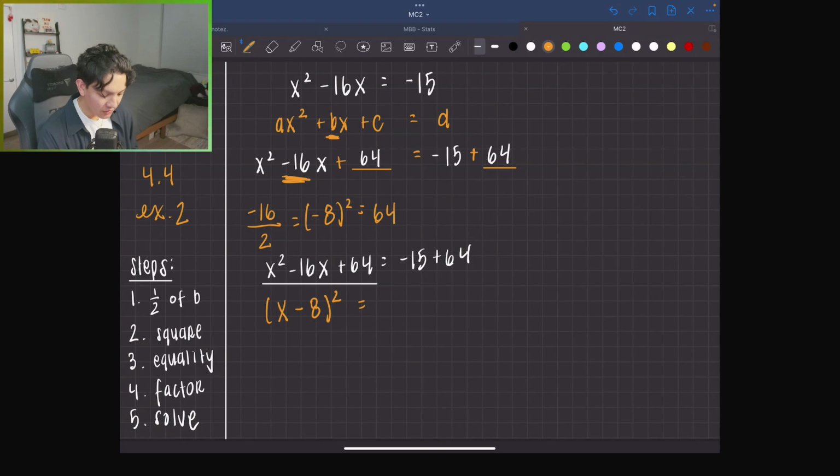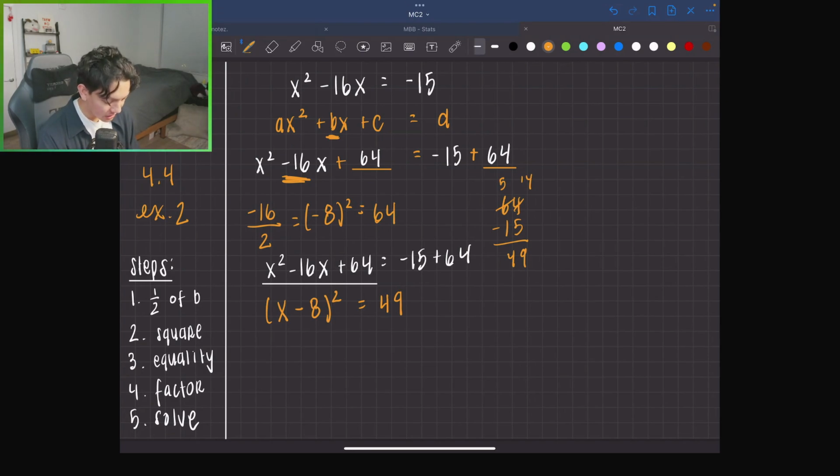Well, if we have opposite signs, a trick that I like to do is take both numbers, subtract them, and then take the sign of the bigger number. So 64 minus 15 is going to give us 49, and the bigger number here is a positive 64, so it's just going to be positive 49. And now we have x minus 8 squared equals 49.